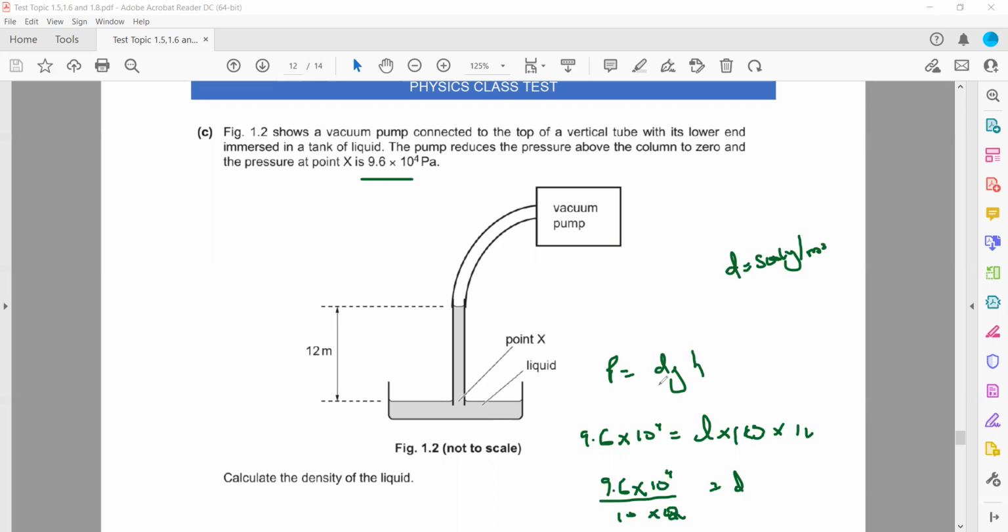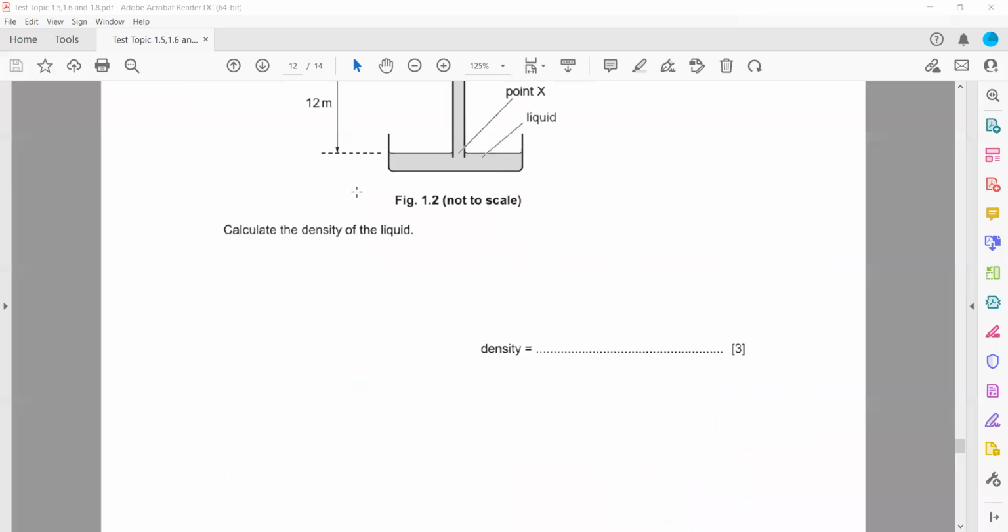Whenever you're using the formula, keep in mind that sometimes they change the question and give you the height in centimeters. So always convert the height into meters before using it in the formula.